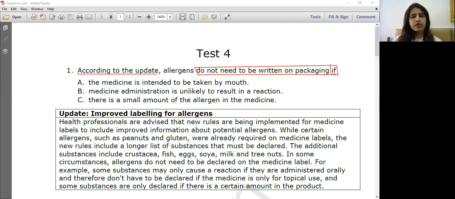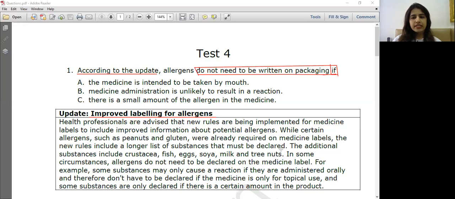Now, the next step, step 2 for me, after reading the question, is to go straight to the paragraph. Do not read answer choices at this stage because they may confuse you. Do not read answer choices before reading the paragraph. After reading the question, go straight to the paragraph, and now you have a focus in your mind: when do I not need to write the allergens? So I would skim through the paragraph very quickly, reading until I get the details about when not to write about the allergens.